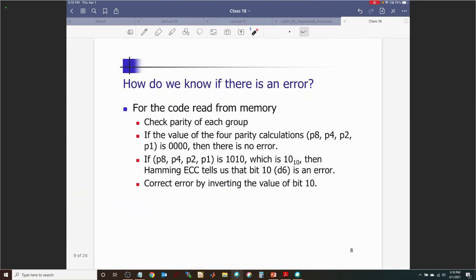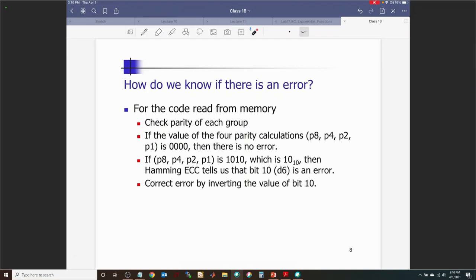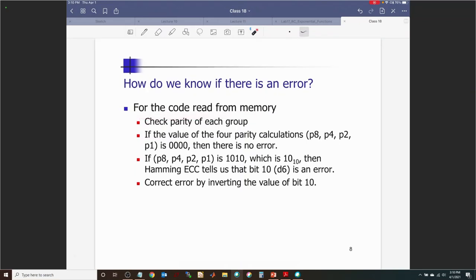So how do we know if there is an error? We have generated each parity bit by assuming that the group is even parity, right? So the group along with that parity bit is going to have even parity. So when you read the code word that you stored in memory back, you are going to check the parity of each group.